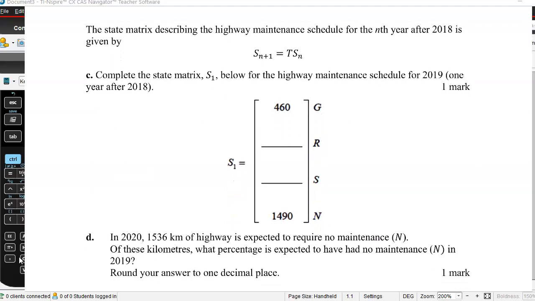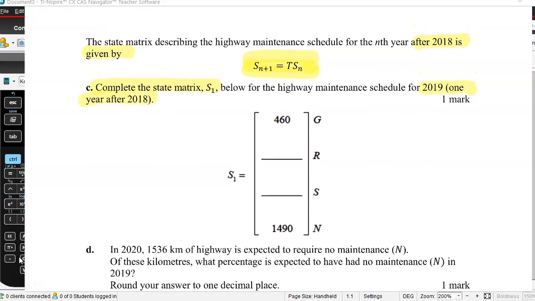The state matrix describing the highway maintenance schedule for the nth year after 2018 is given by that there. So our next one is equal to our transition matrix times our current. Complete the state matrix S1 below for the highway maintenance schedule for 2019, 1 year after 2018.